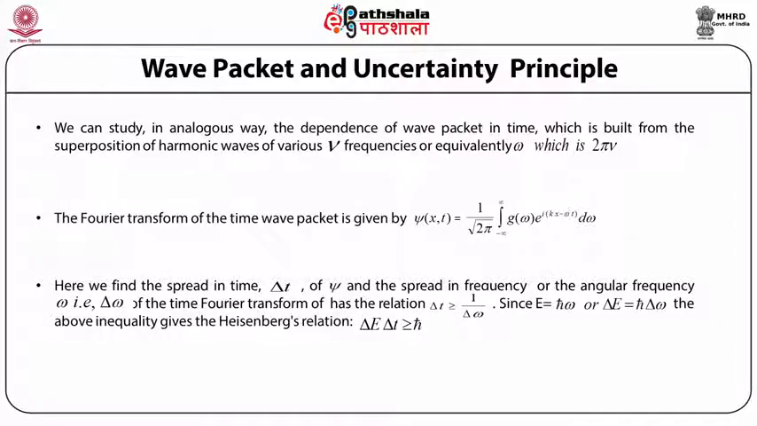The above inequality, that is delta t greater than or equal to 1 by delta omega, and this relation of the spread in energy, that is delta E is equal to h cross delta omega, can be combined to give the second form of the Heisenberg's uncertainty relation, which is delta E delta t is greater than or equal to h cross.